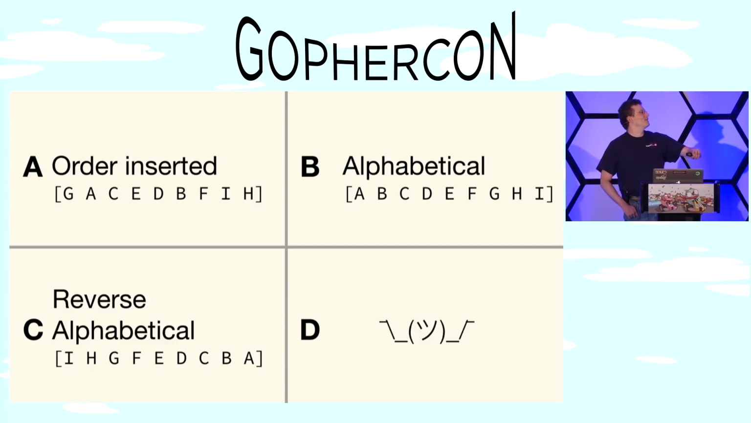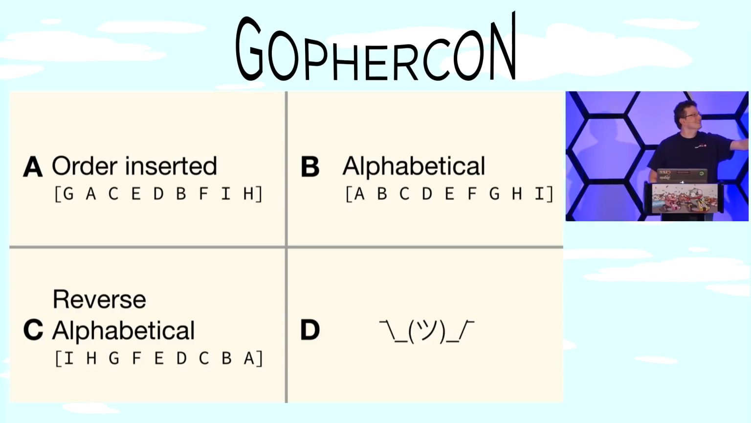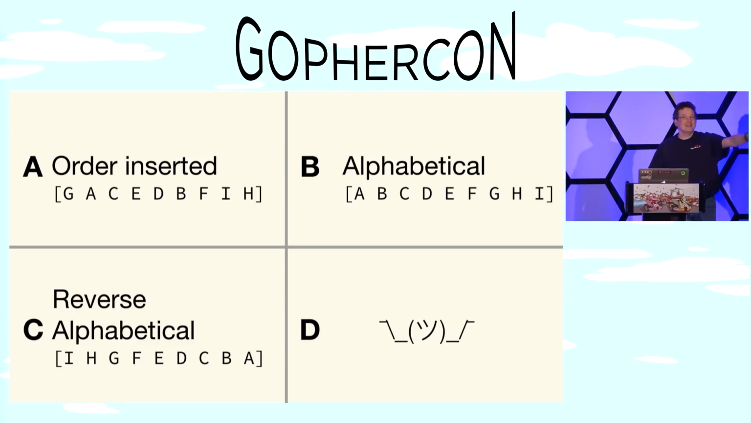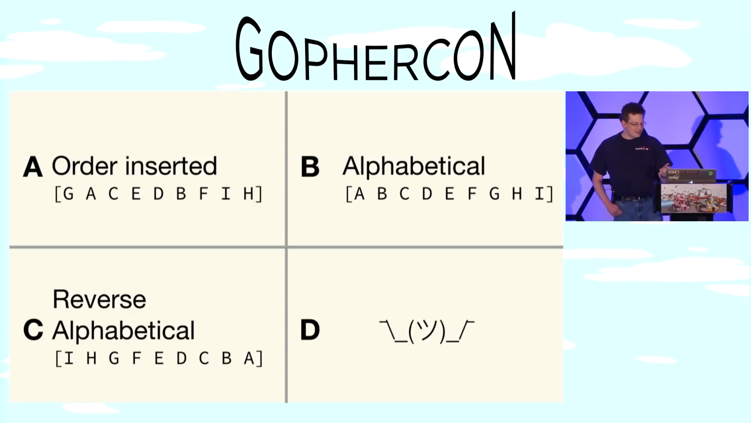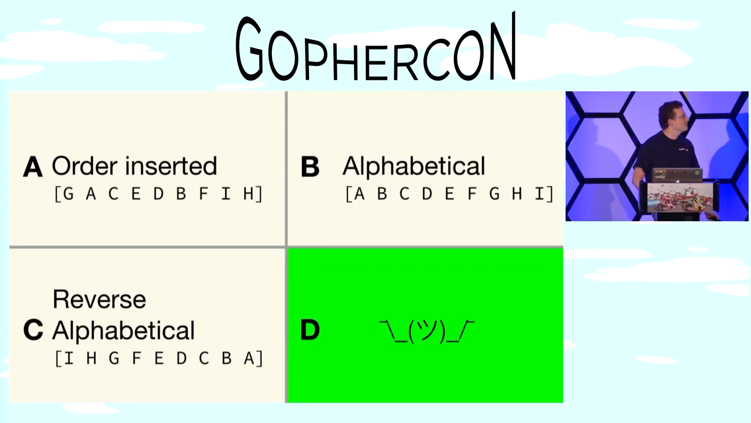C, reverse alphabetical order. Anyone feeling really daring here? No? All right, we'll get one. Great. And D, who thinks we have no idea? All right, very good. Yes, the answer is D, we don't know.